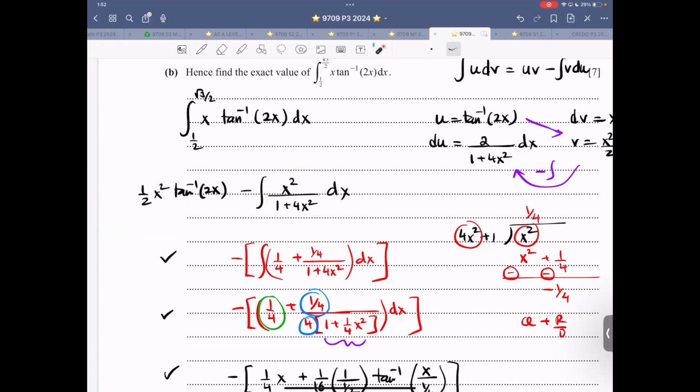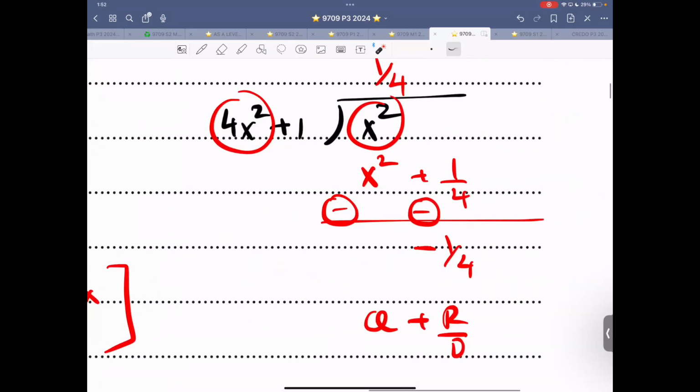Now, the first step, that is long division. Why? Because as such, you cannot apply tan inverse. As such, you cannot apply partial fraction. You first have to simplify it. So this is the first step.